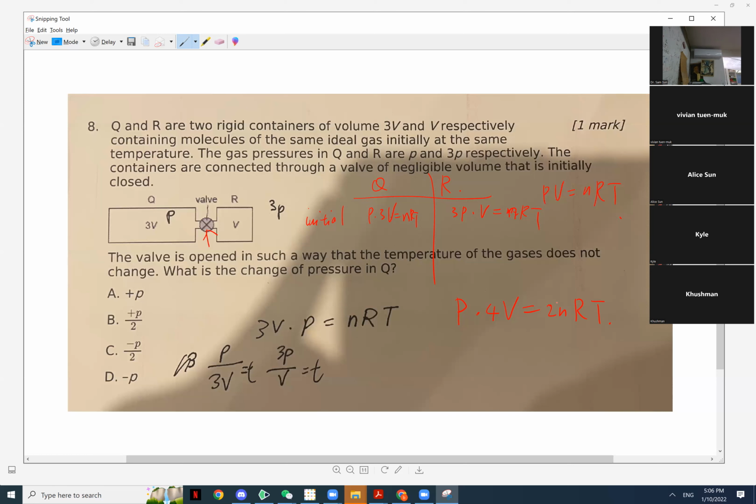Now, for big PV, the new one, P dash, 2 times NRT. NRT just is 3 little PV. So big P, the new pressure equals 3/2 P. Okay, 3/2 P. The pressure in Q was little p. Little p changed to 3/2 P. That's why we choose this.